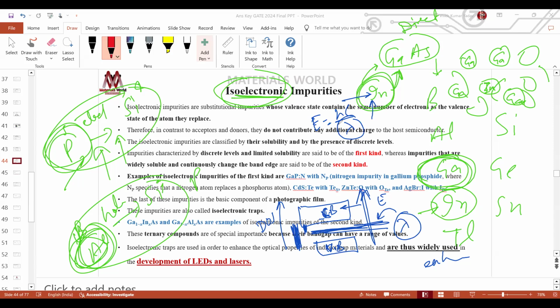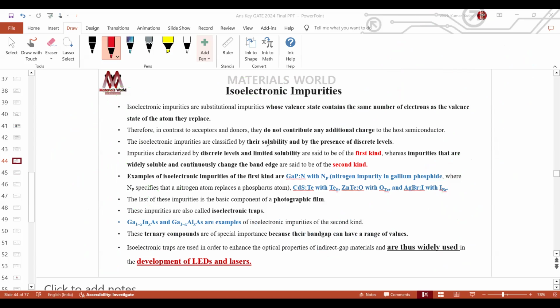So that is the function of isoelectronic impurities and the definition. Now there are two types of isoelectronic impurities, classified by their solubility with the host and how many discrete energy levels they can create. If there is limited solubility, we call it the first type of impurity, and if there is complete solubility, we call it the second kind of impurity.